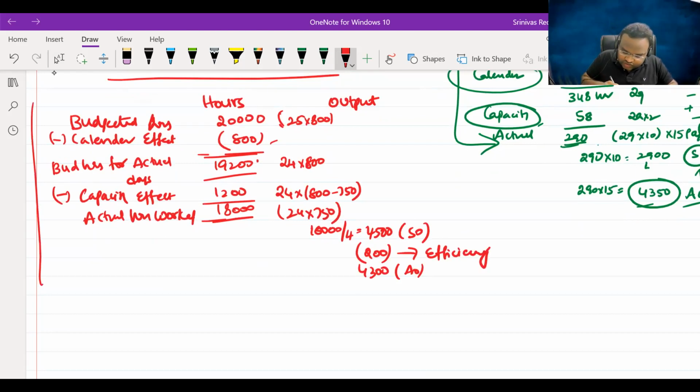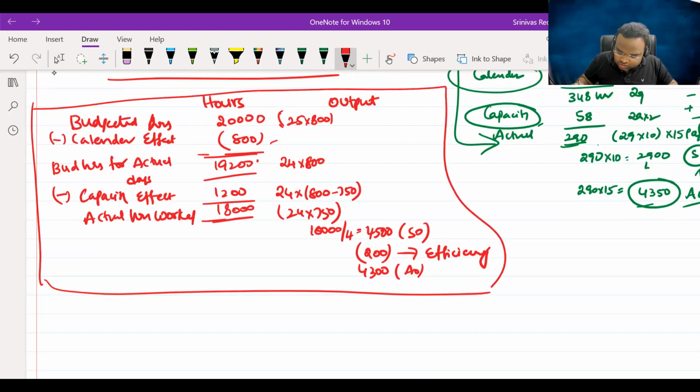If you do the small reconciliation, the question will get completed. How will you start the reconciliation? Start with budget hours. From 20,000, you arrive at actual hours. The difference would be because of calendar and capacity. Sir, 1 day not worked, 800 hours lost. Now you have worked for 24 days. In 24 days, you should be able to work for how many hours? 19,200. But you have worked only how many hours? 18,000. That means every day you have not worked 50 hours. 50 into 24 days, 1,200. So finally, you have worked for 18,000. So in reconciliation, you should start with budget hours and come to the actual hours worked.